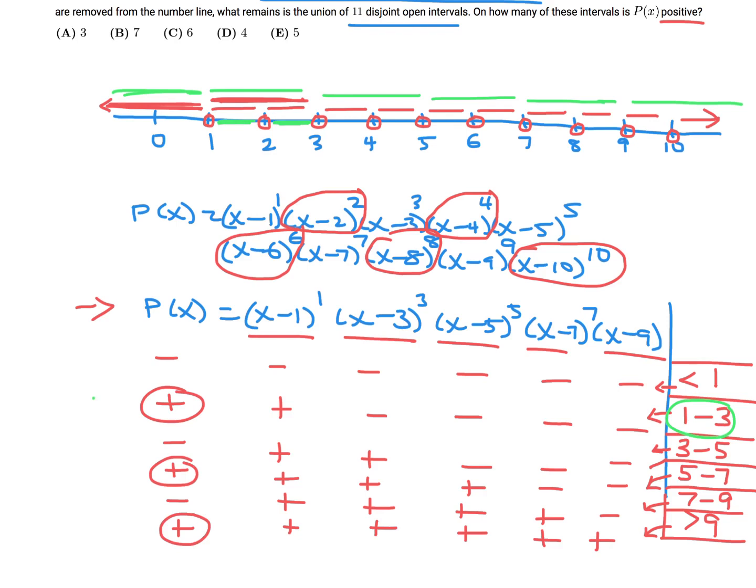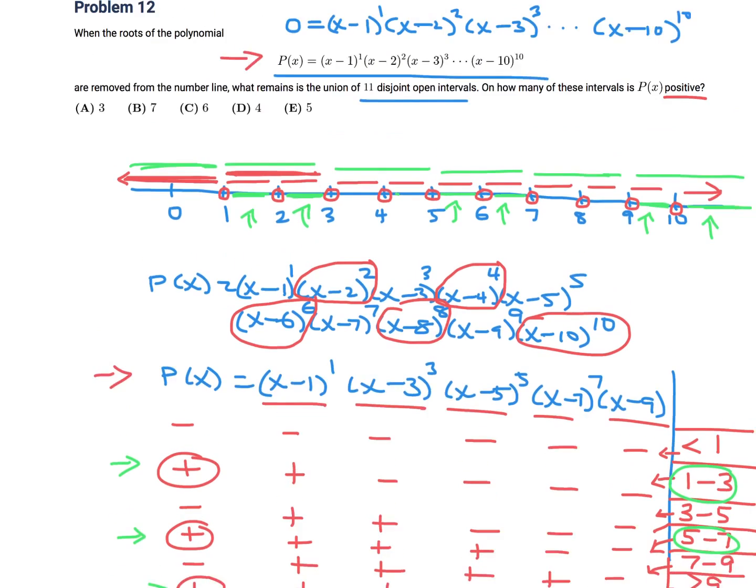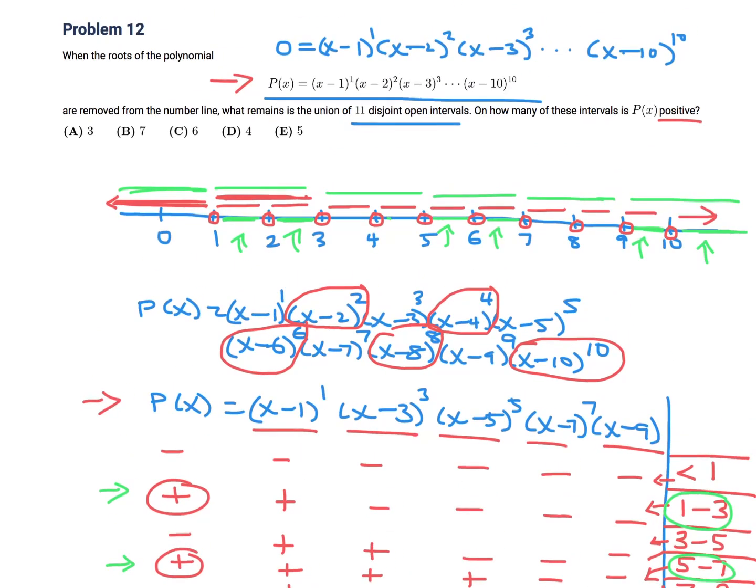And then we have this guy, which is between 5 and 7. So 5 and 7 is this guy and this guy. So another 2 intervals. And this one is, let's see here, greater than 9. So this interval and then the infinite interval. So we have 1, 2, 3, 4, 5, and 6 intervals for which p of x is positive, and therefore the answer would be C.